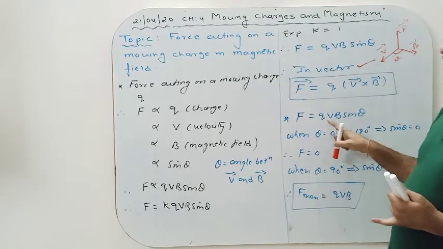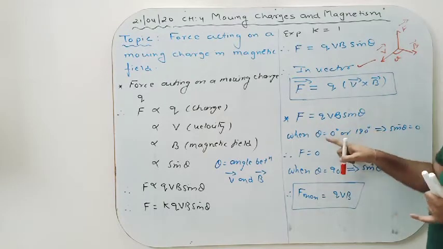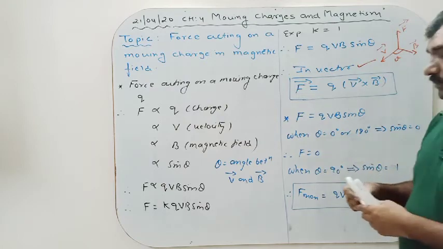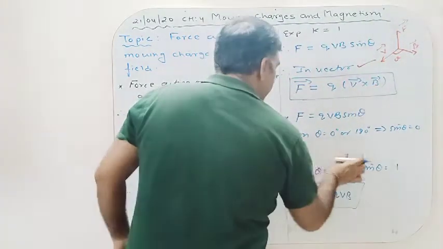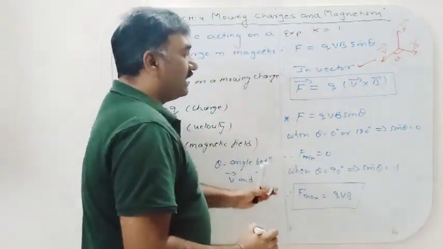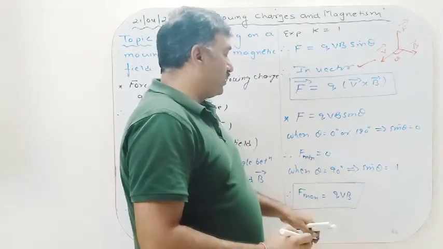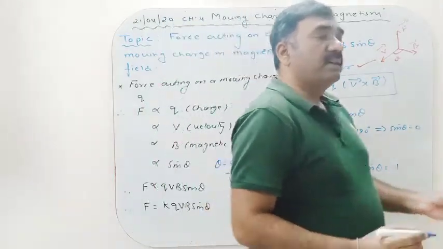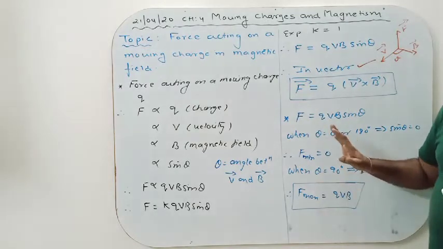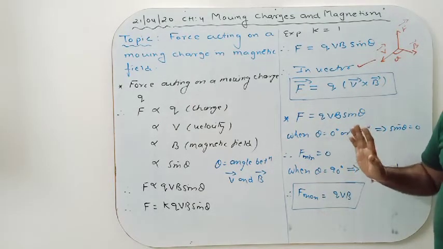So F is equal to Q V cross B. For theta equal to 0 or 180, sin theta is 0 and the force is minimum, that is equal to 0. For theta equal to 90, sin theta is 1 and the force becomes maximum. So this is the formula for the force acting on a moving charge in a magnetic field.